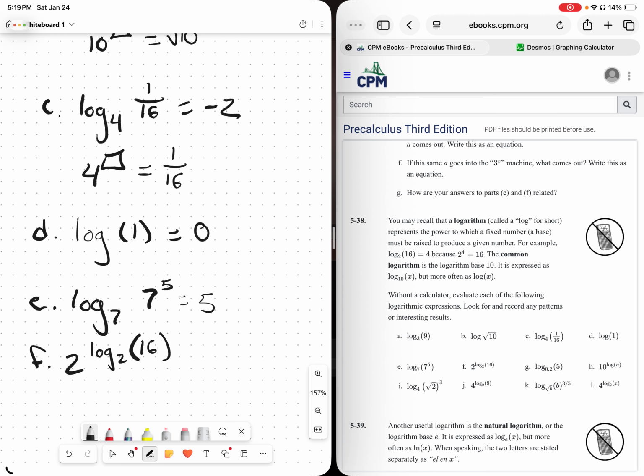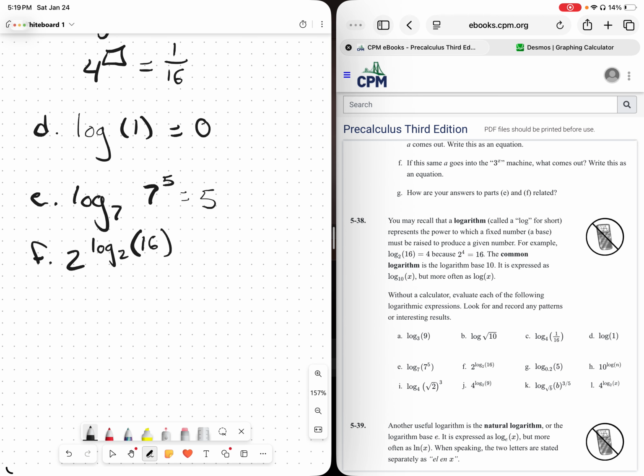Okay, F, you got 2 to the log base 2 of 16. So you could go through the process of this one. So like 2 to what power is going to get you 16, right? 2 times 2 is 4, 4 times 2 is 8, 8 times 2 is 16. So it's going to get you 4. So this right here is going to give you 4, but then 2 to the 4th is 16. So what did I say earlier about the exponential and the log being opposites? So this and this are opposites, and they basically cancel and give you 16.